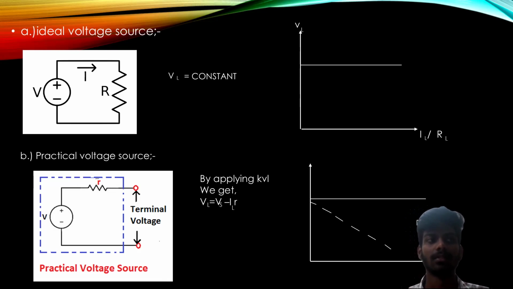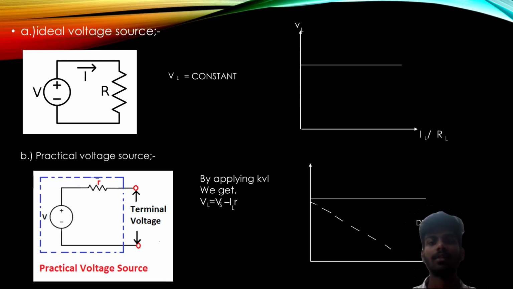Practical voltage source. In the practical voltage source, the internal resistance is connected in series with the ideal voltage source. Here, the internal resistance is not equal to zero. If internal resistance is zero, we will get an ideal voltage source. By applying KVL in the circuit, we get V load equal to ES minus IL into R.